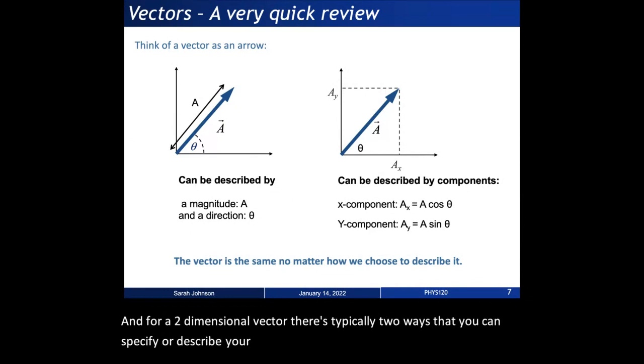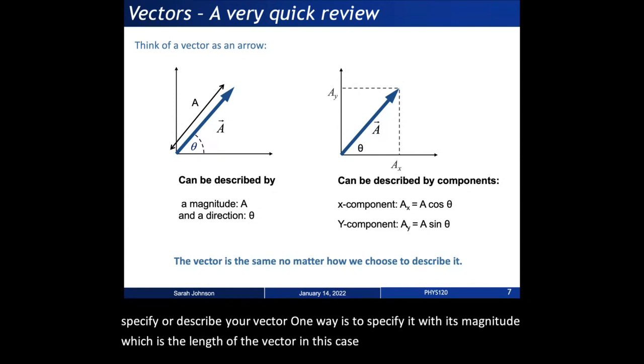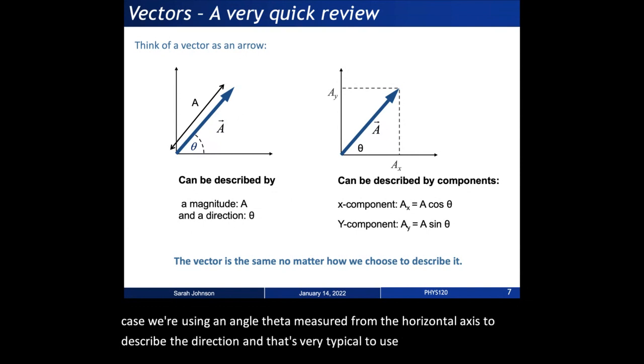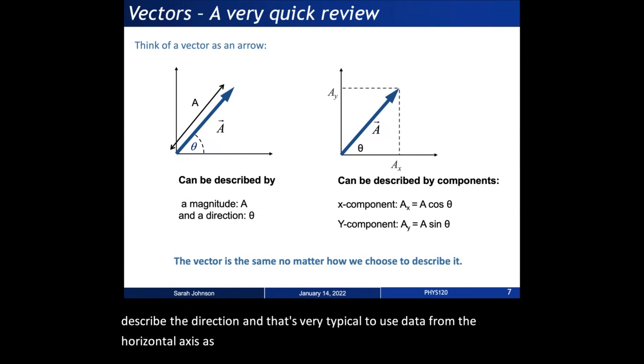For a two-dimensional vector, there's typically 2 ways that you can specify or describe your vector. One way is to specify it with its magnitude, which is the length of the vector, in this case A, and its direction. In this case, we're using an angle theta measured from a horizontal axis to describe the direction. And that's very typical, to use theta from the horizontal axis as a vector direction.